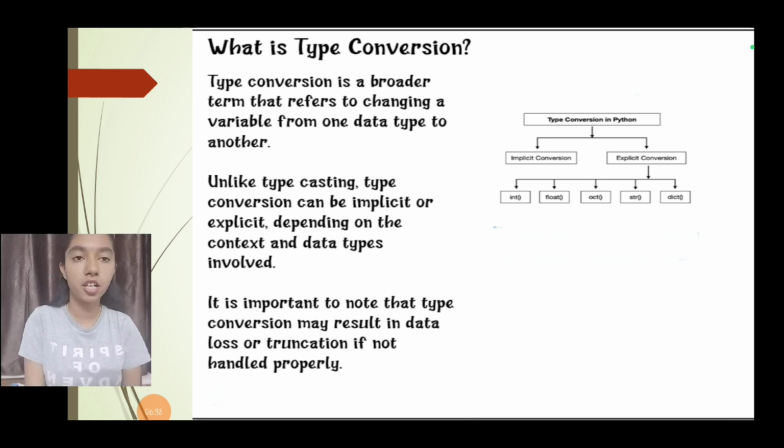What is type conversion? Type conversion is a broader term that refers to changing a variable from one data type to another. Unlike typecasting, type conversion can be implicit or explicit depending on the context and data types involved. It is important to note that type conversion may result in data loss or truncation if not handled properly.